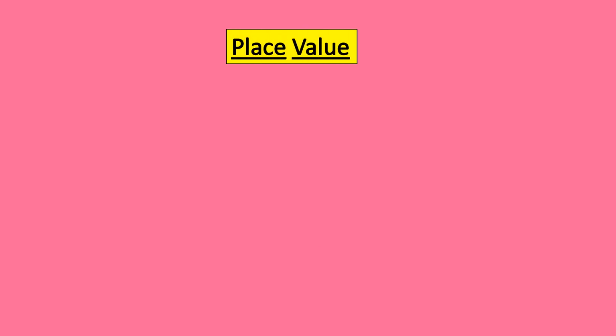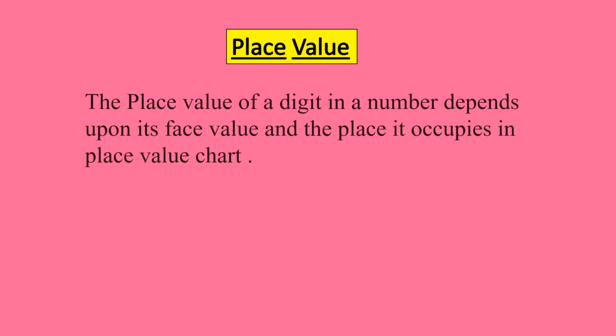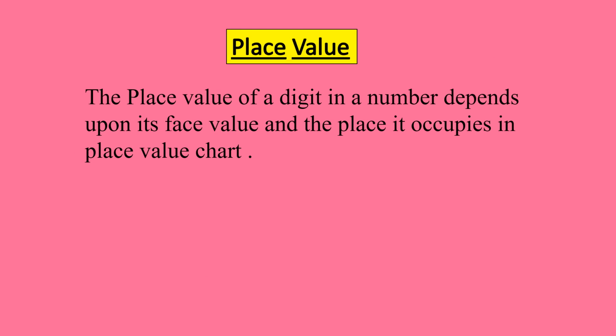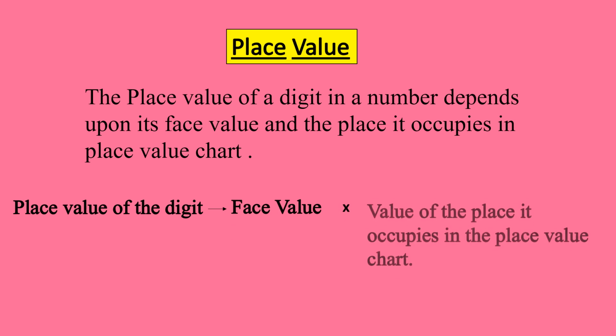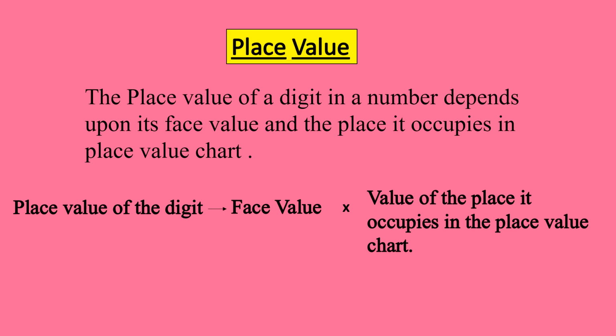Let's learn about place value now. The place value of a digit in a number depends upon its face value and the place it occupies in the place value chart. To find out the place value of any digit, we use this formula. Face value multiplied by the value of the place it occupies in the place value chart.